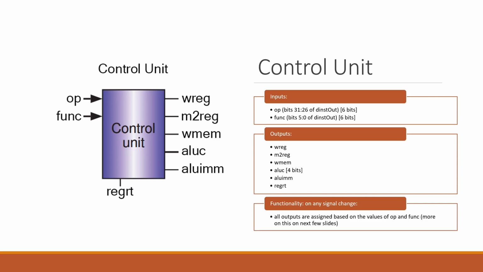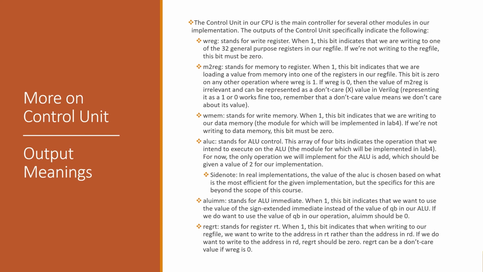All of these, except for ALUC, are 1 bit wide. ALUC is 4 bits wide. The functionality of this module is that on any signal change, all of the outputs are assigned based on the values of the operation code and the function code, which I'll talk about a bit more on the next few slides.